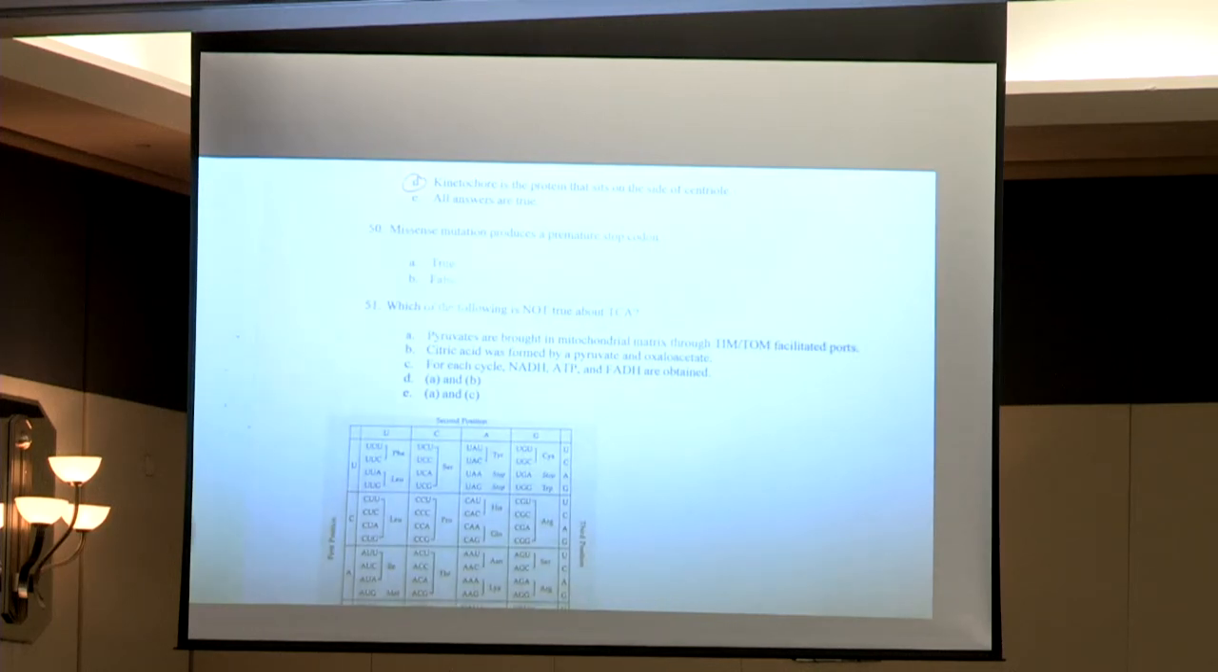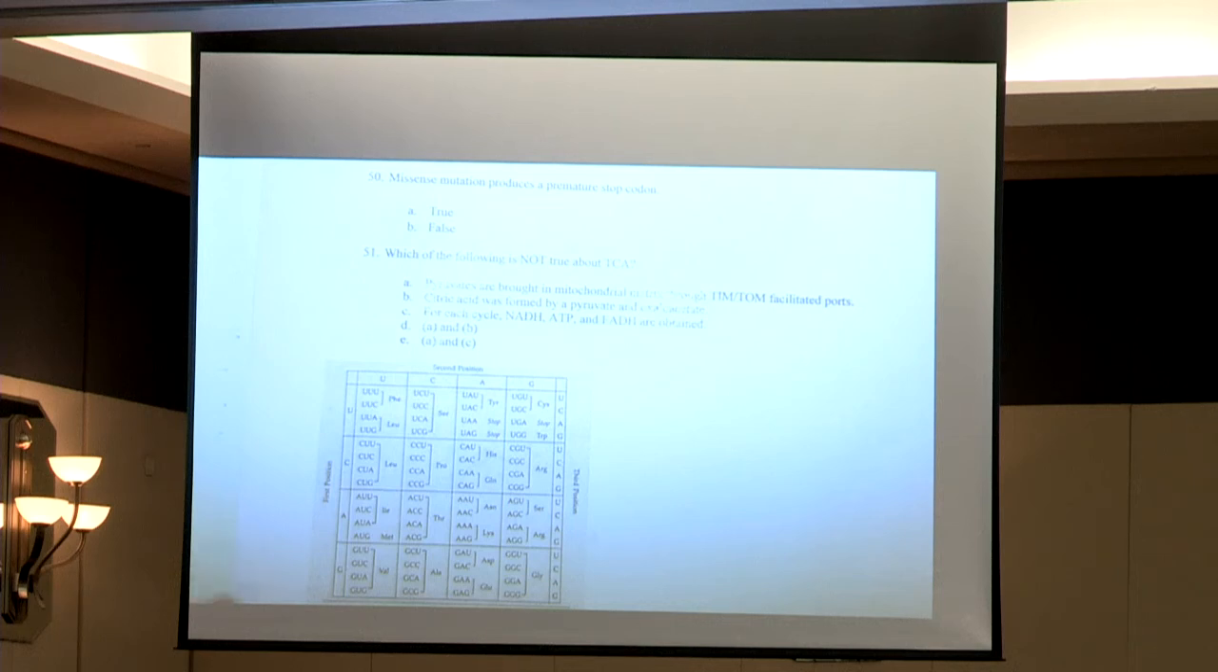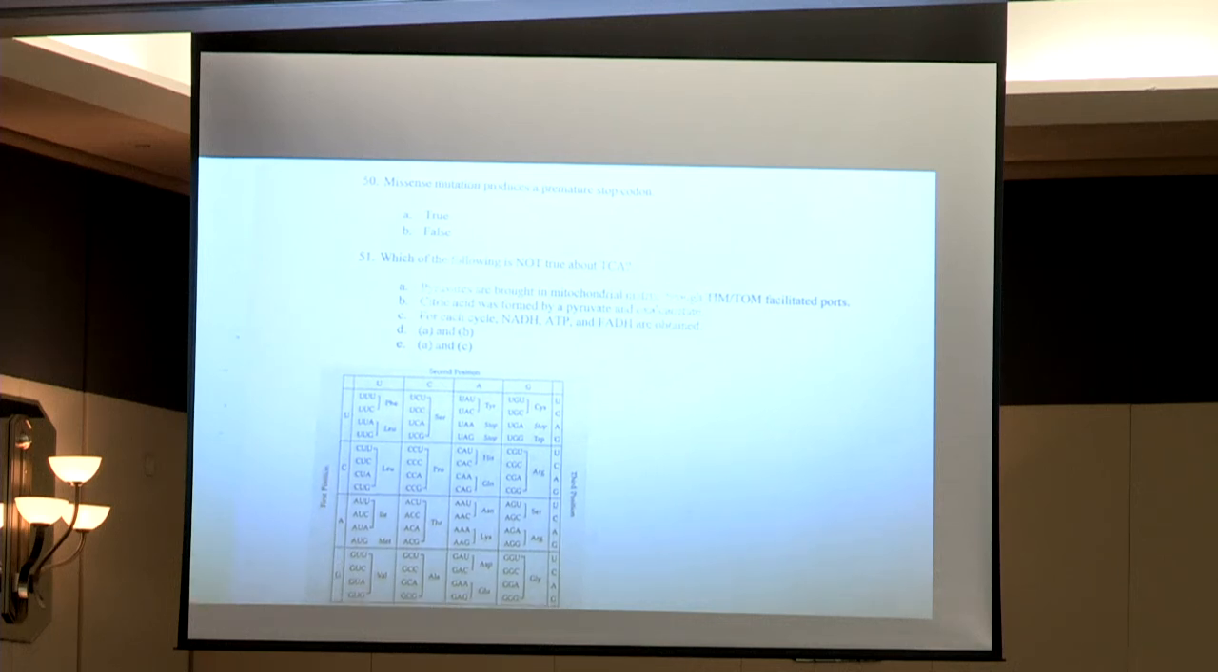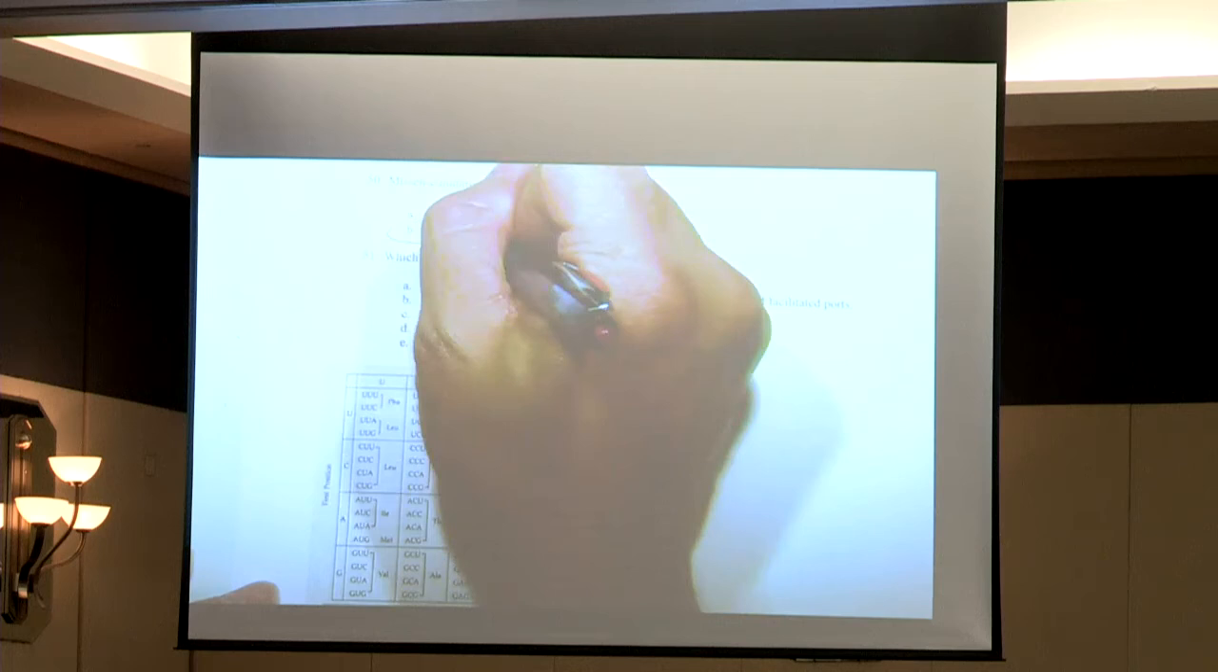So 50, missense mutation produced a premature stop codon. Is that correct? What makes a premature stop codon? Nonsense. What is a missense mutation then? It makes the protein different from what it's supposed to be, right? Silent mutation is when your DNA changes, right? But you still make the same protein, the same amino acid. So this one is false.